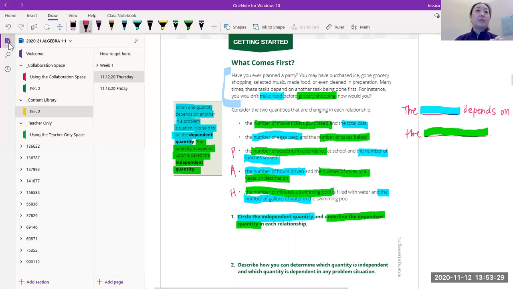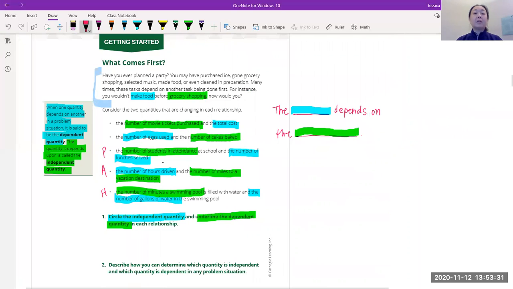Also, on the OneNote, you can click on this, it's the period 2, and then right here, 11, 12, okay? From here, this is our dependent quantity, and the independent one is obviously the one that's independent, okay? They're calling it the independent quantity. Maybe you know it as the independent variable or the dependent variable, but it's the same idea. If you didn't read this, you should read it.